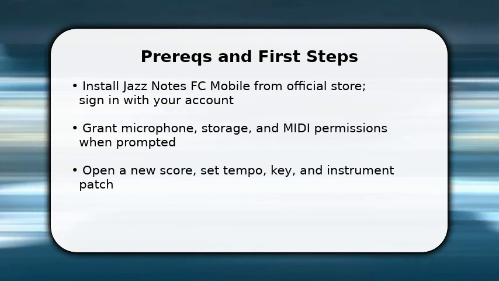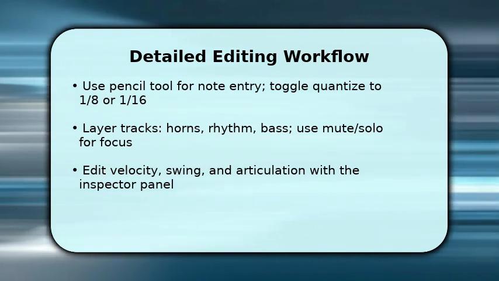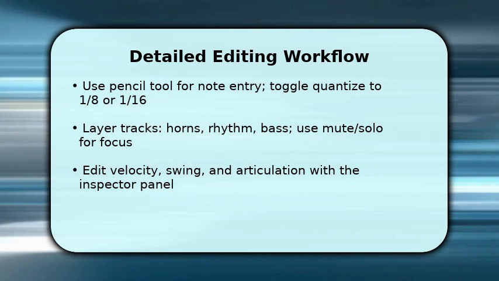You now build the arrangement by layering tracks and entering notes. Use the pencil tool for fast entry. Toggle quantize to 1/8 or 1/16 to tighten timing. Once notes are in, switch to inspector to adjust velocity, swing, and articulation. This shapes groove and dynamics.